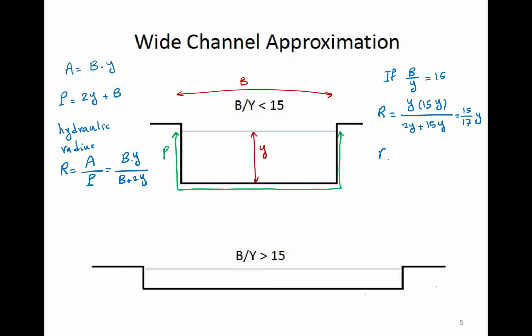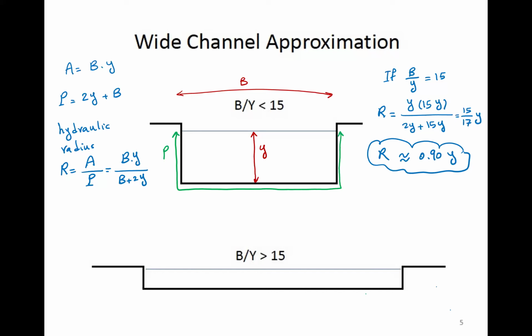In other words, R will be almost equal to 90% of depth. Okay, so what is the point? What this is telling us is that as the channel gets wider and wider, the hydraulic radius gets closer and closer to depth. At 15, it's 90%. As B over Y gets bigger than 15, this will be even closer to Y. It might be 95, 98, 99, 99, 99, and so on, right?